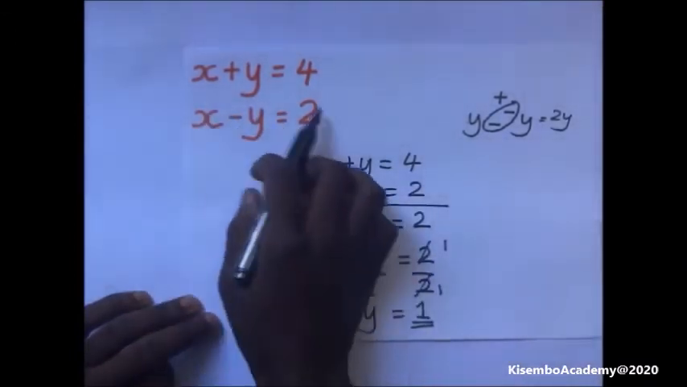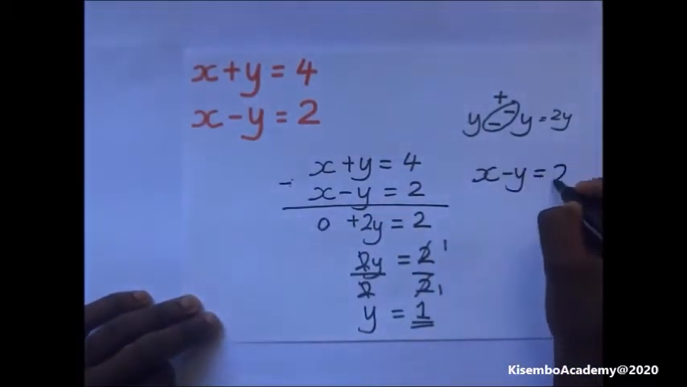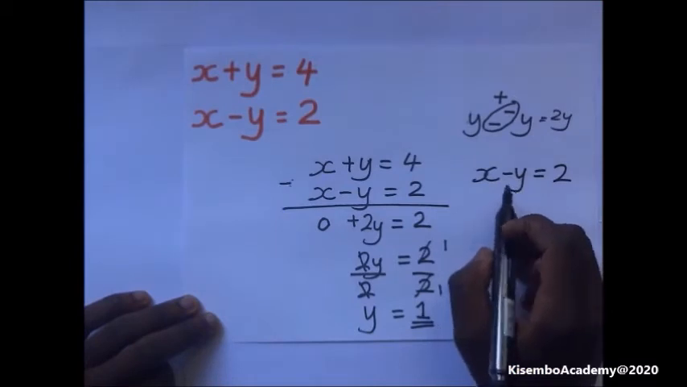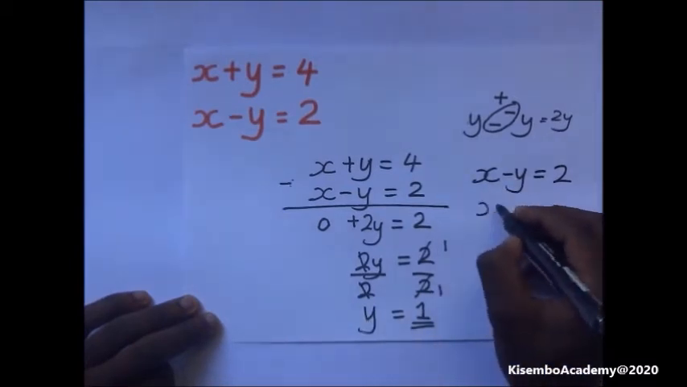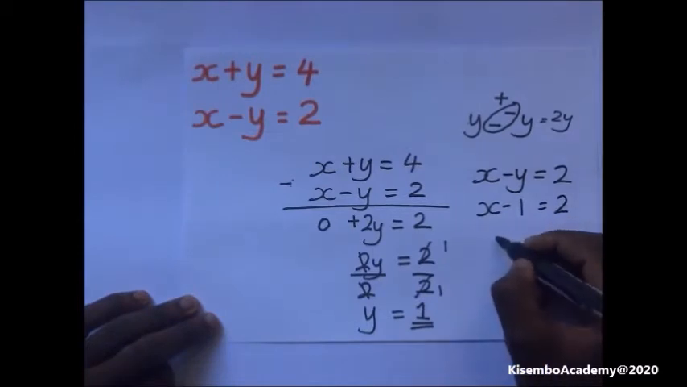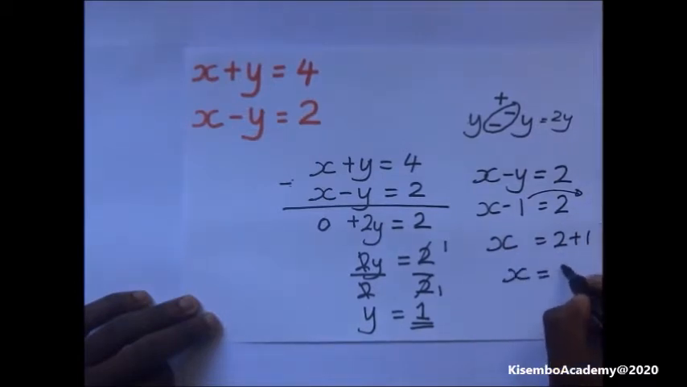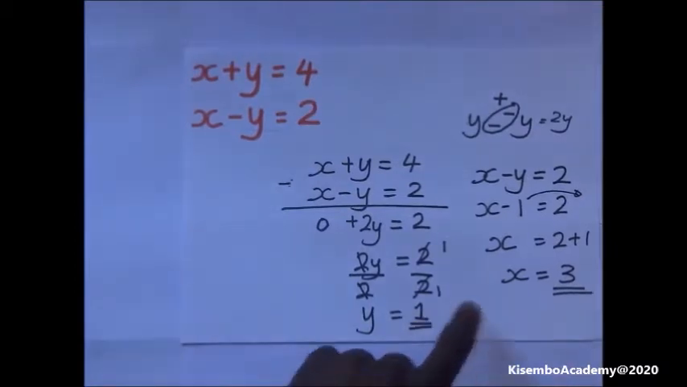In any equation, let's put it in the second one. So x minus y is equal to 2. If you substitute the value of y here, it becomes x minus 1 is equal to 2. So definitely our value of x here is going to become 2 plus 1. This negative 1 crosses, it comes this way, it becomes plus 1 here. And our value of x is going to be 3. So our value of y is 1 and our value of x is 3.